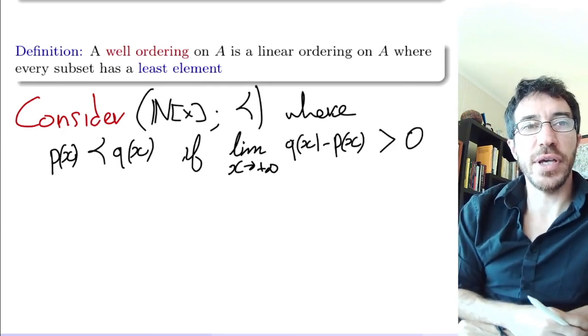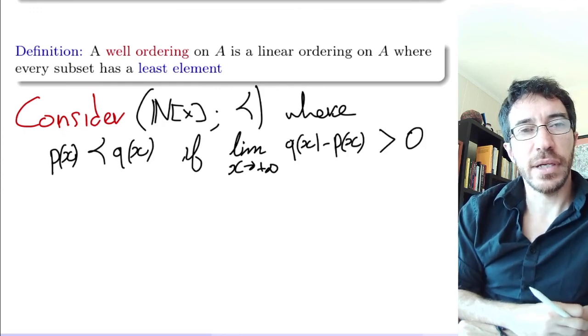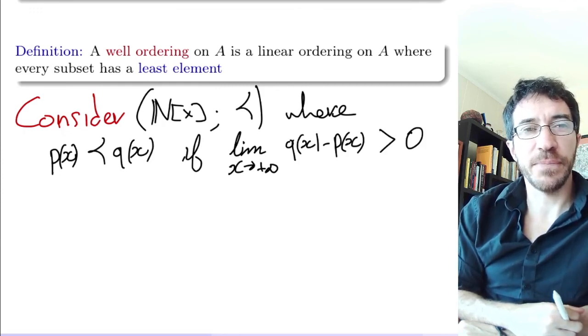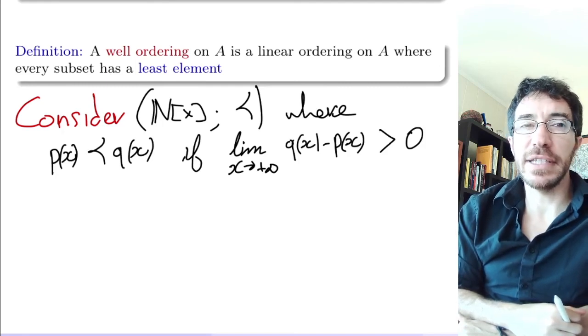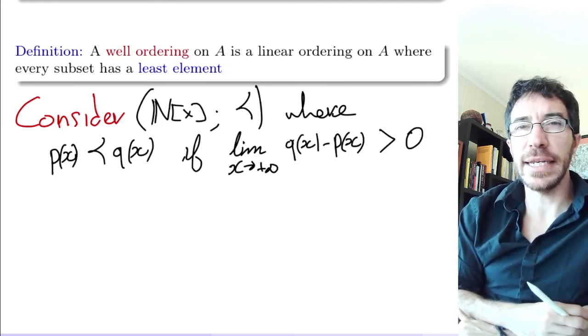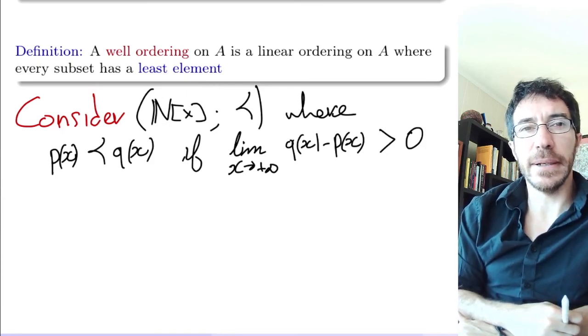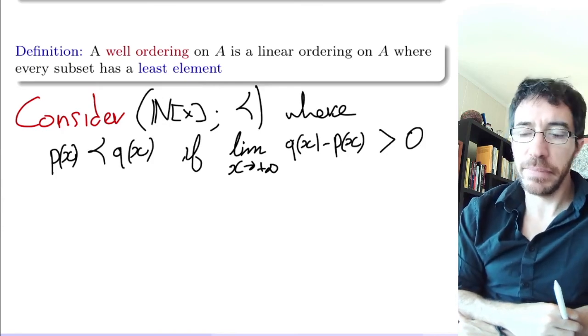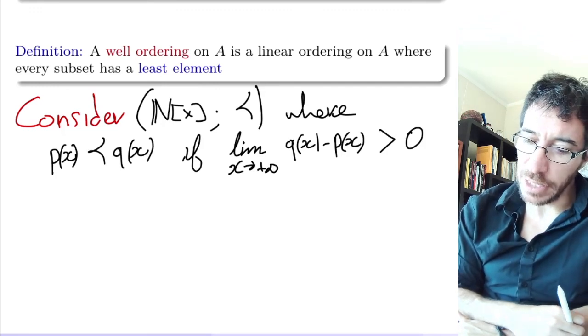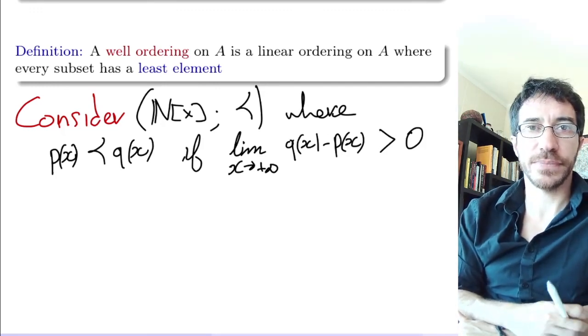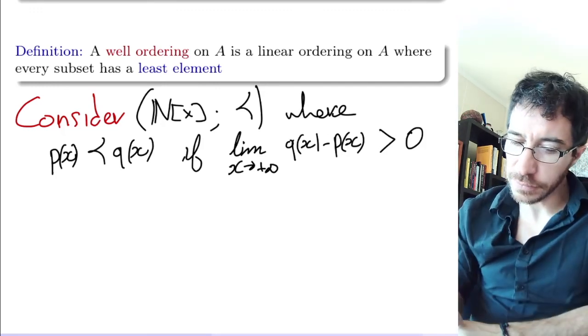Okay, so it's an interesting definition. I'll let you guys think about this one. I claim that even showing that this is a linear ordering is not immediate. But yeah, it's actually even a well ordering. You guys think about it.